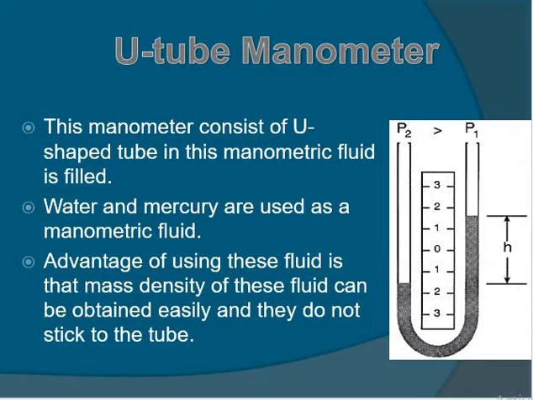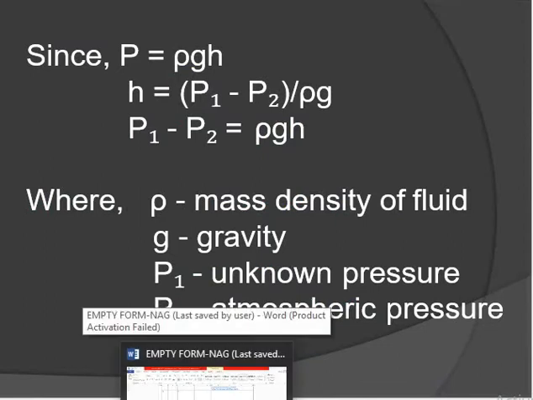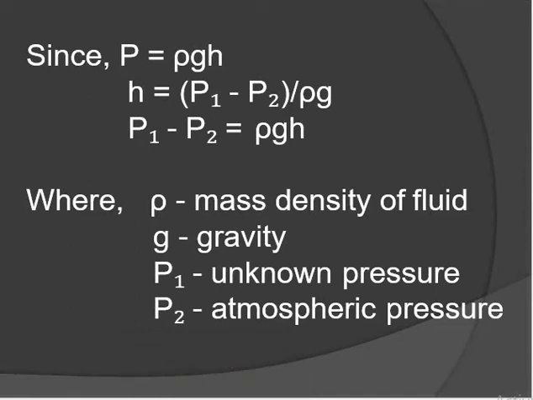So pressure is equal to rho g h, where rho means density. What is that? P is equal to rho g h. What is h? h is equal to (P1 minus P2) by rho g. What is P1? P1 is the unknown pressure. P2 is the atmospheric pressure.